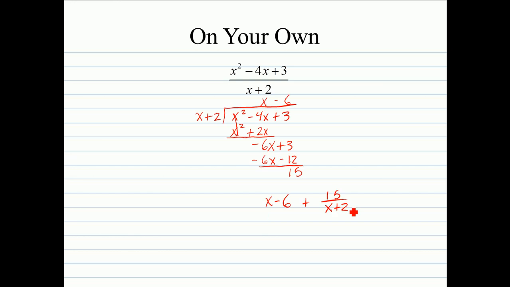All I did was I set up my dividend and divisor. How many times is x going into x squared? It goes in x times. x times x is x squared. x times 2 is positive 2x. Subtracted, got negative 6x. That goes in negative 6 times. Negative 6 times x plus 2 is negative 6x minus 12. Subtract that, I get 15.